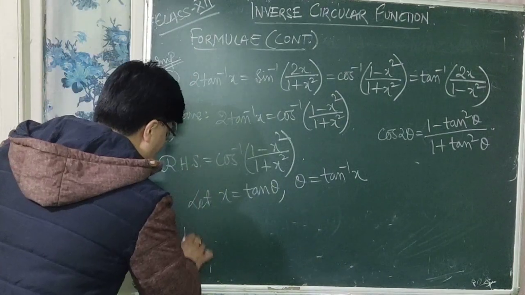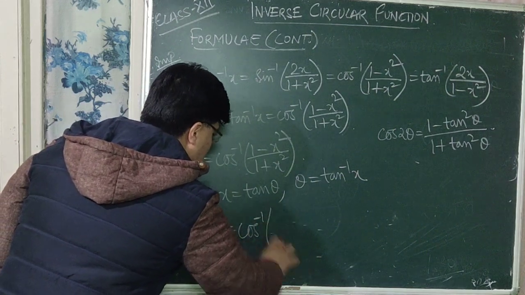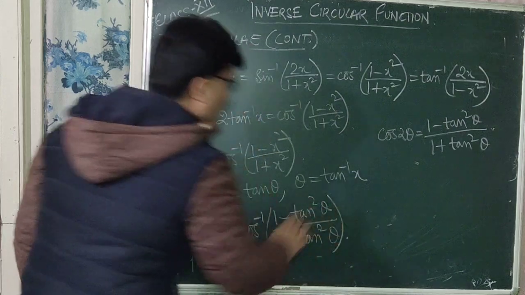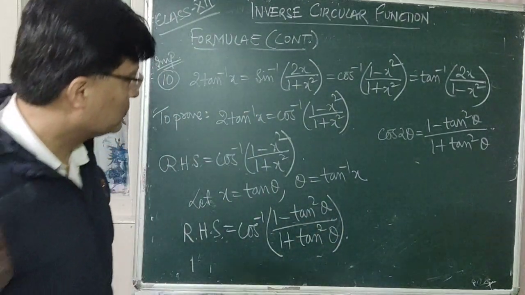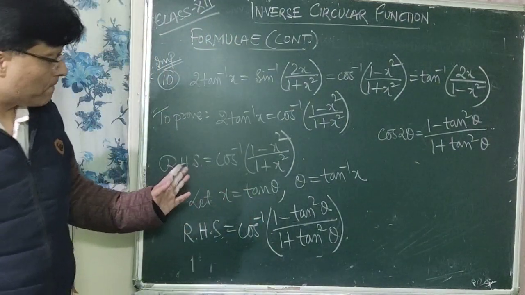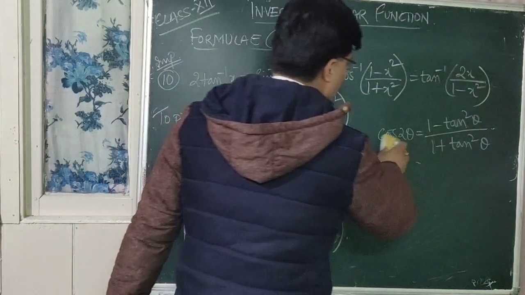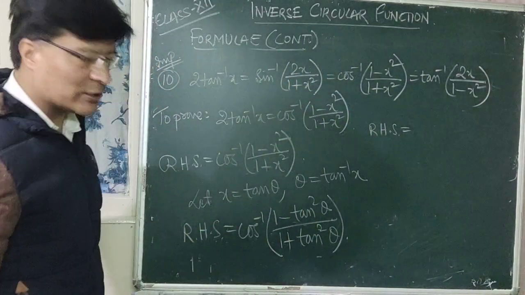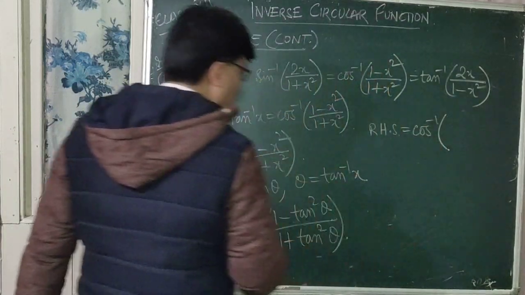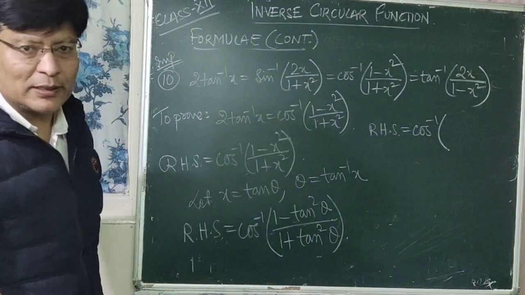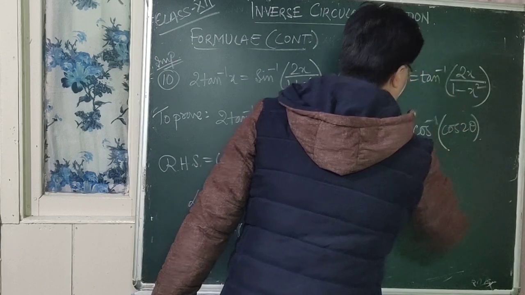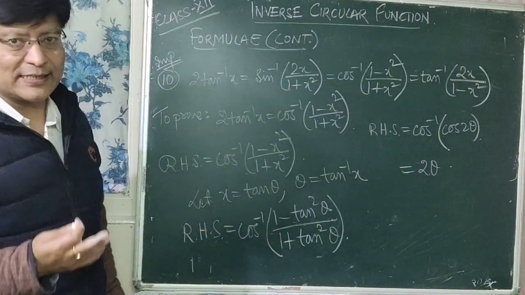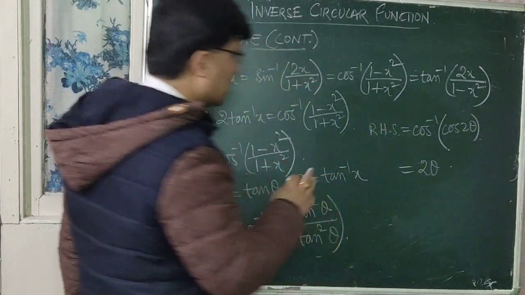Okay? Now this right hand side becomes RHS is equal to cos inverse 1 minus tan square theta divided by 1 plus tan square theta. So are you getting my point? So is it understood? Okay. Now you use your formula. So let us use the formula now. Now what is RHS equal to? That is cos inverse. What is 1 minus tan square theta upon 1 plus tan square theta? That is your cos 2 theta. So which is equal to, what is cos inverse cos 2 theta? That is your 2 theta. Cos inverse cos gets cancelled, isn't it? So cos inverse cos 2 theta is always 2 theta.